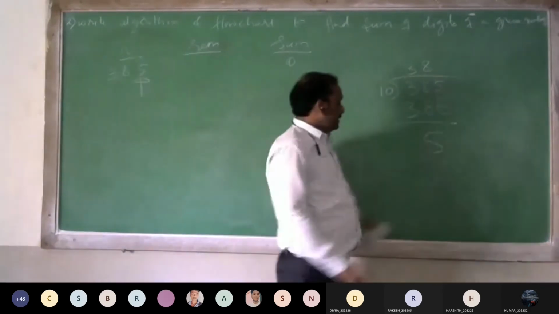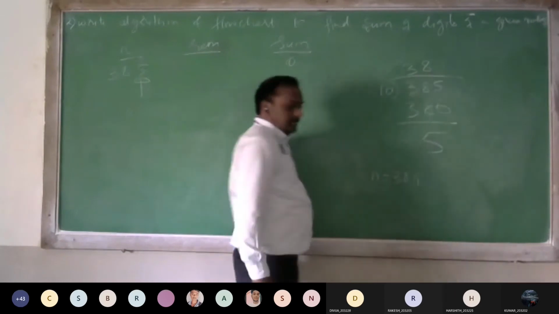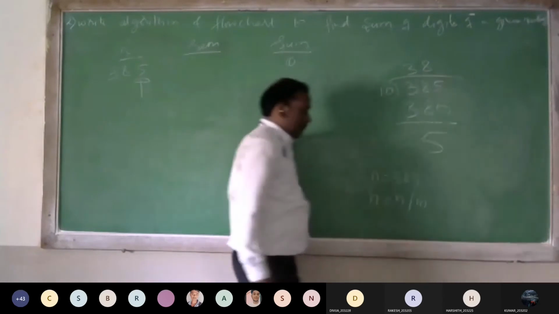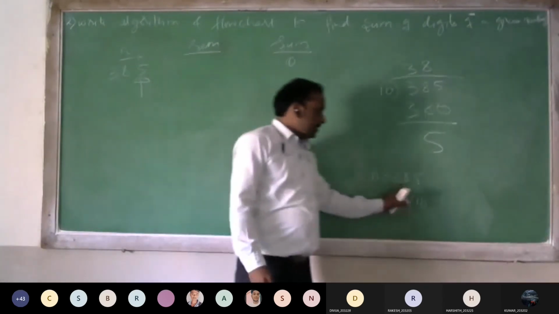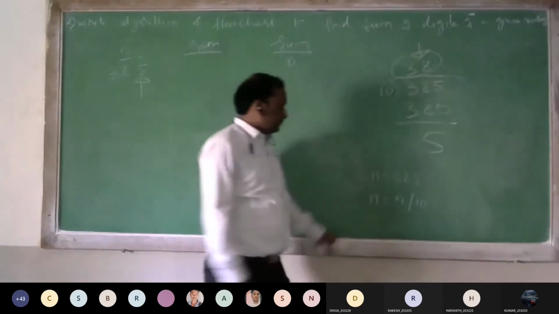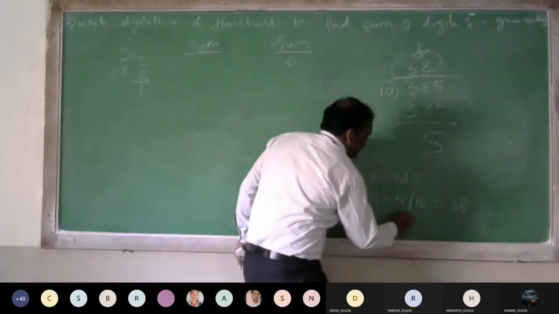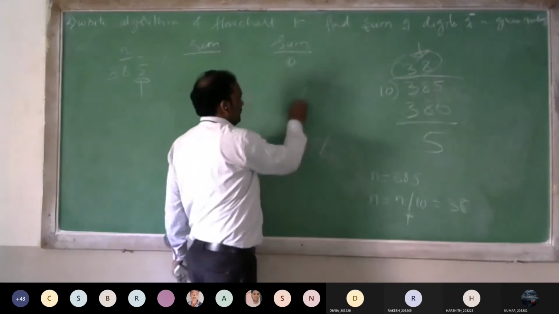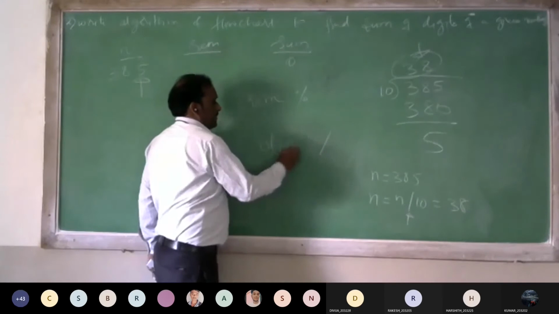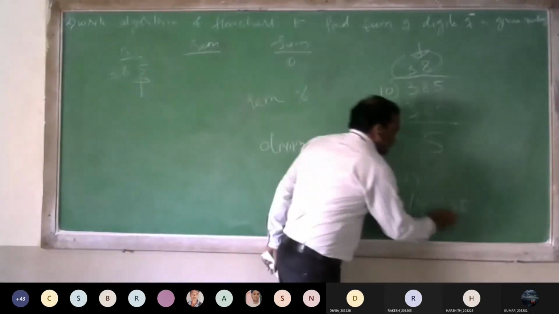Now n is 385, right? Now divide n by 10: n is equal to n divided by 10. You have to take this quotient. 385 by 10 is 38. Slash is the division symbol. Percent is the remainder. You divide the number, then n becomes 38.